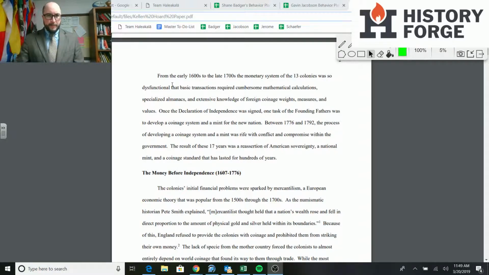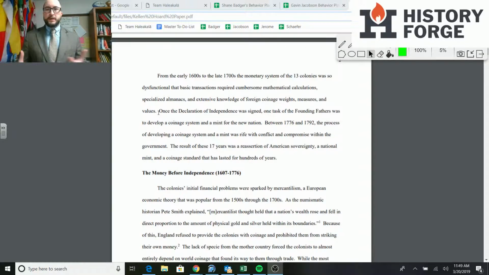So, beginning here. From the early 1600s to the late 1700s, the monetary system of the 13 colonies was so dysfunctional that basic transactions required cumbersome mathematical calculations, specialized almanacs, and extensive knowledge of foreign coinage weights, measures, and values.